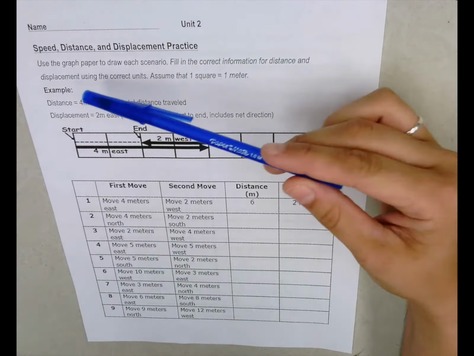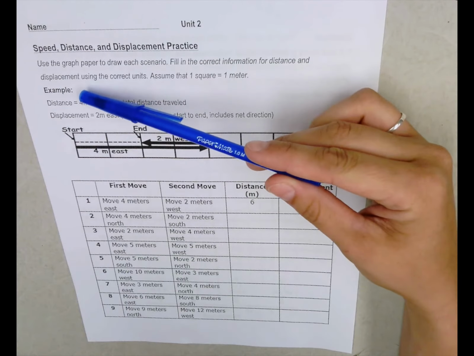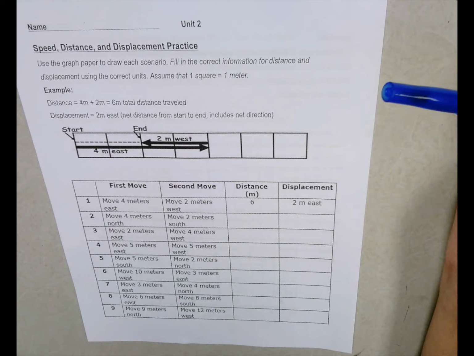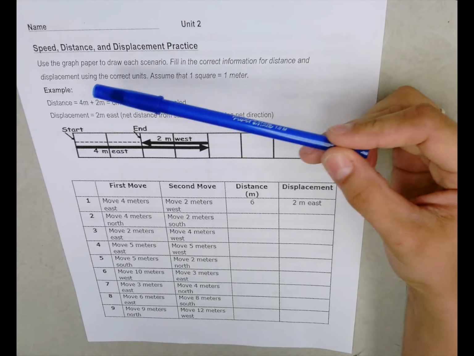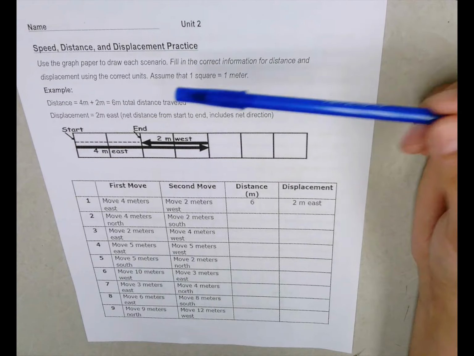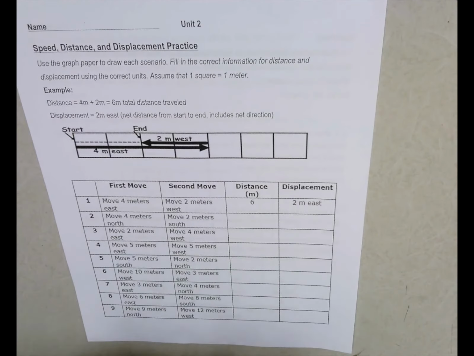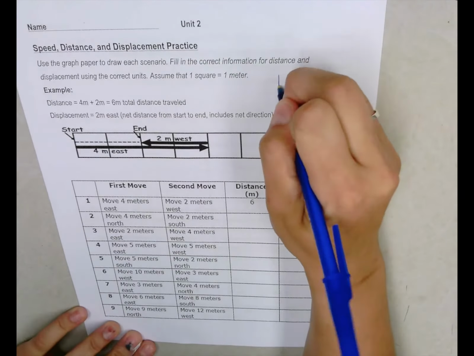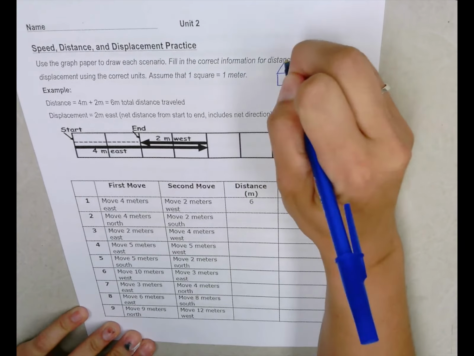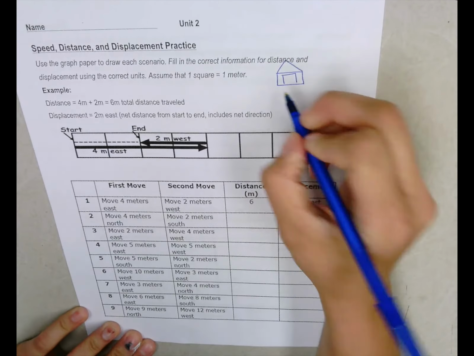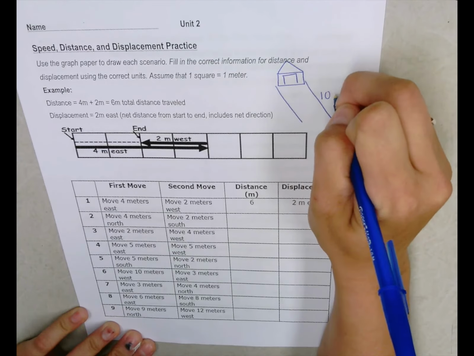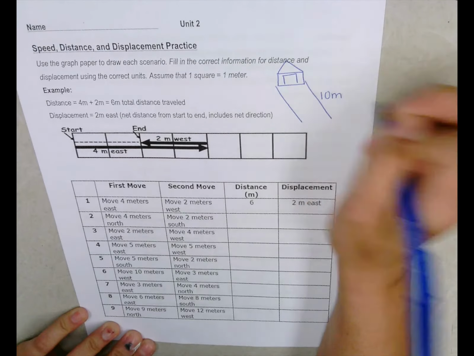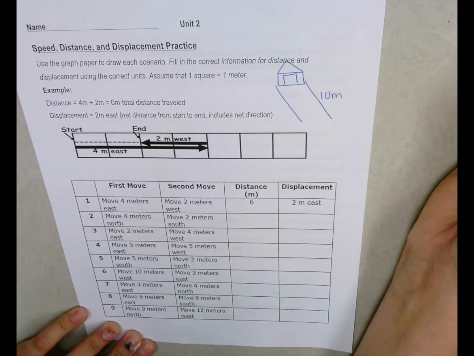Here's an example. Distance is 4 meters plus 2 meters, and that's 6 meters total traveled distance. Displacement, though, look, 4 meters plus 2 meters, but distance and displacement are different. Let's say you've got a garage right here, okay? And your driveway is 10 meters long. That's a short driveway.